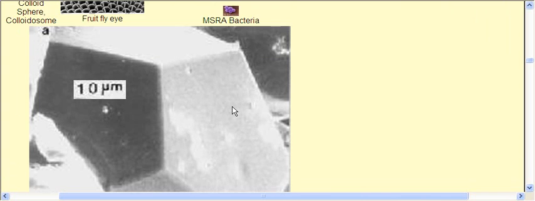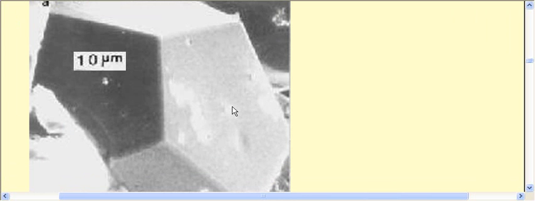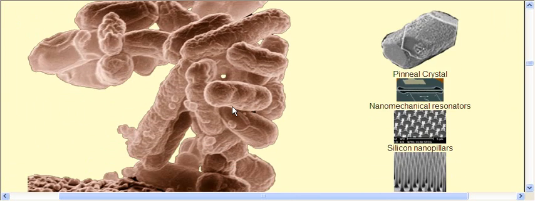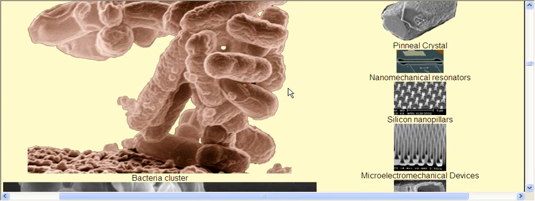dodecahedral quasi-crystal. And we have crystals that big stuck in our pineal gland, so don't put toxins in your body or they're going to get stuck to your pineal gland. Actually, here's a crystal that is actually stuck on a pineal gland. So you can clog out your pineal gland with crystals this big. And here's a clump of bacteria.